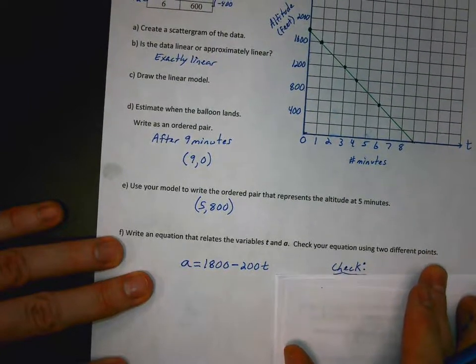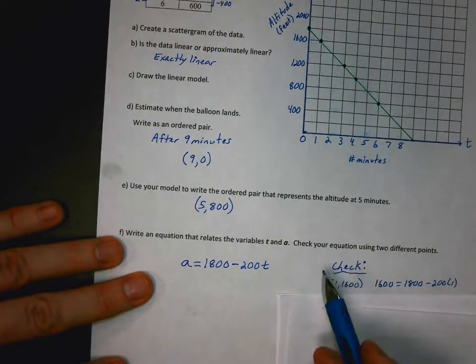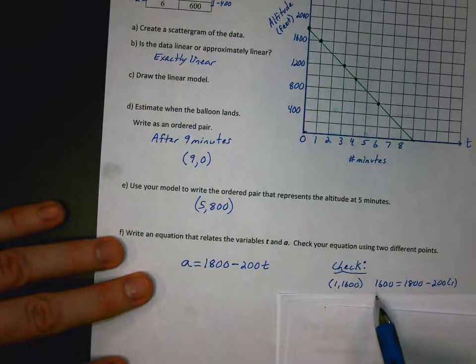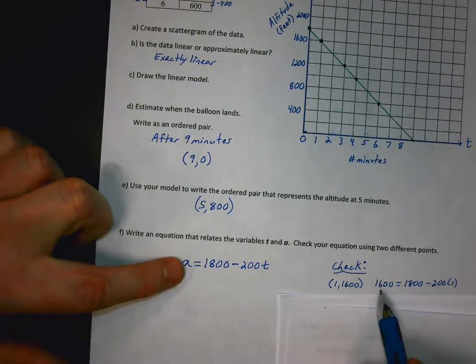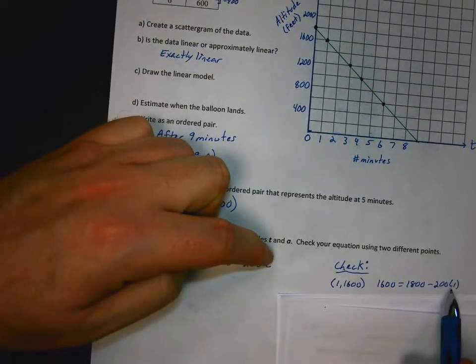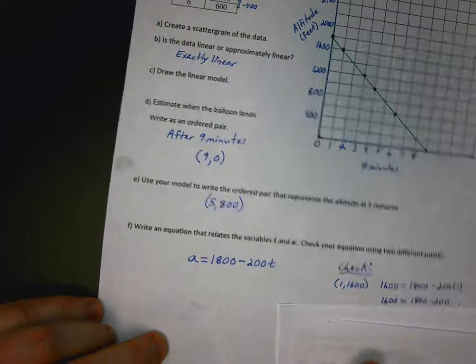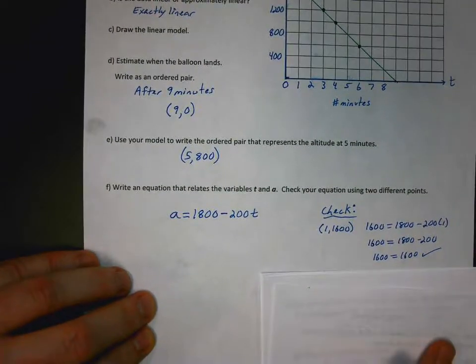Our points should work in the equation. So I'm just going to choose the point (1, 1600). Okay, so I choose that point. So A is 1600 and T is 1. Does that work? Well, 1600 equals 1600, so that works.